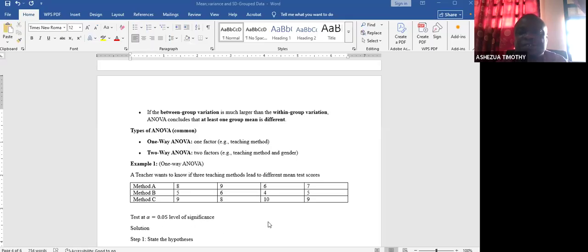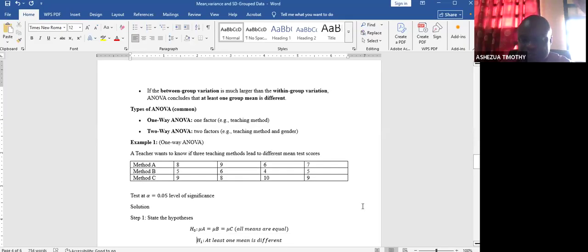Now, the very first thing you are going to do, you will state your hypothesis. There's what we have: null hypothesis and alternative hypothesis. Under the null hypothesis, we say that there's no significant difference between the means, while in the alternative hypothesis, we say that there's a difference, at least one, in the means. So this is how we state the hypothesis before we start our computation.